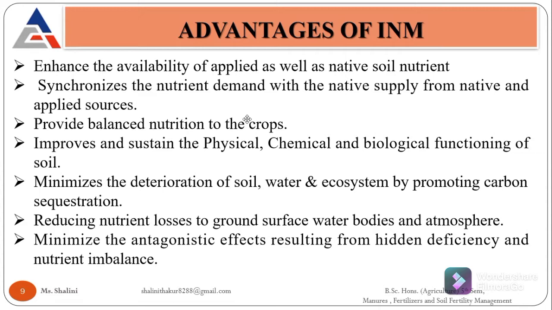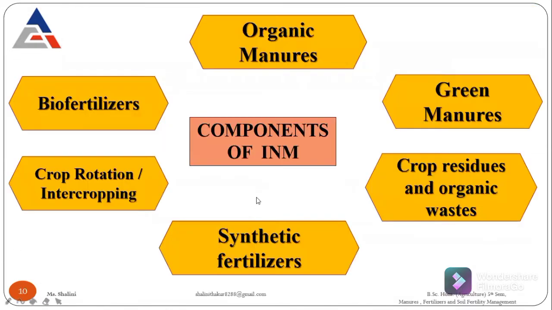Then it also minimizes the antagonistic effects resulting from hidden deficiency and nutrient imbalance. You heard about hidden hunger. Hidden hunger is a term used for plants which don't show any kind of deficiency or toxicity on themselves, but they are still deficient or toxic for that particular nutrient. That is hidden hunger. If they need it, they can't show. And if there is a deficiency, they also can't show it on their morphological features. Okay, so through INM, this hidden hunger is reduced or minimized.